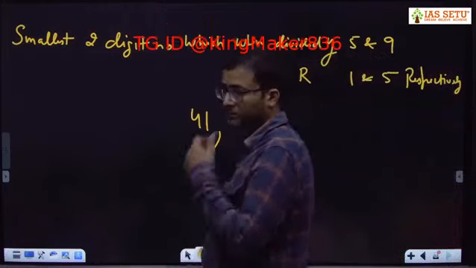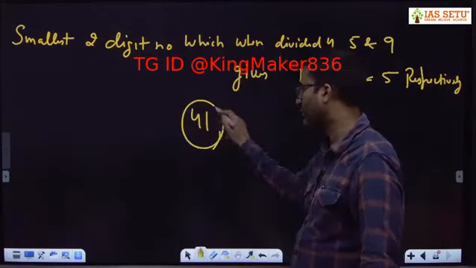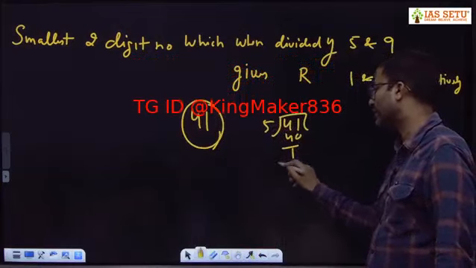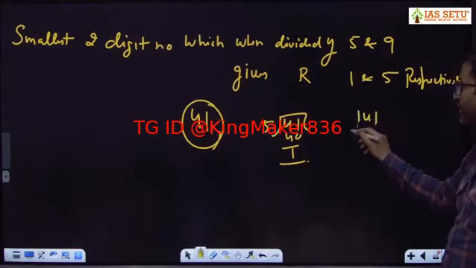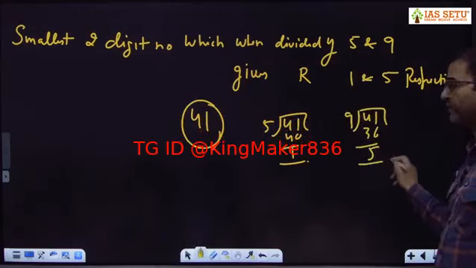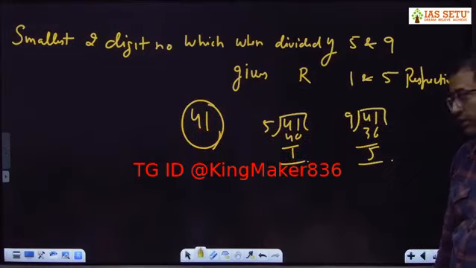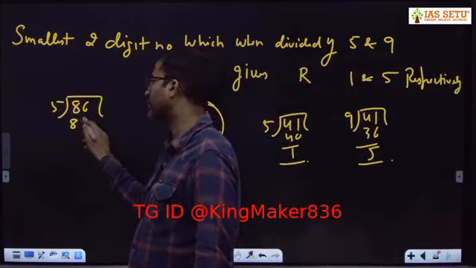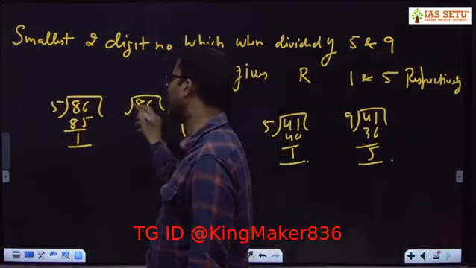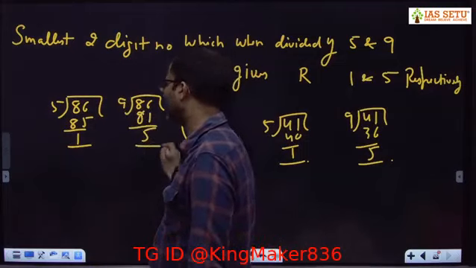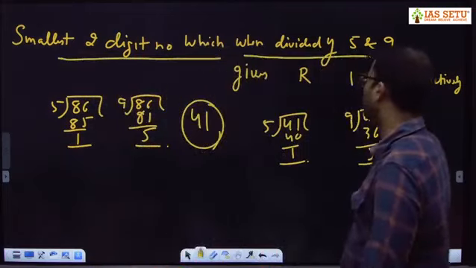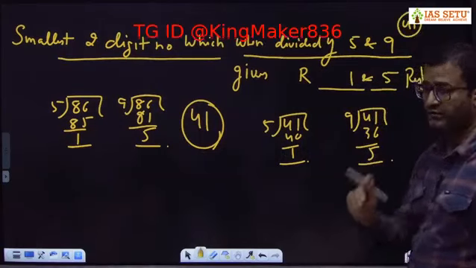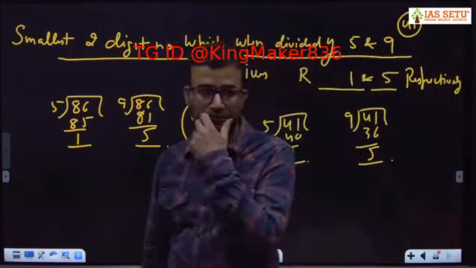Now let me tell you. You check. Correct answer is 41. Check कर लो. 41 divided by 5 you get remainder 1. 41 divided by 9 you get remainder 5. After 41 next number 86. You can check. 86 divided by 5 your remainder 1. 86 divided by 9, 9 9s are 81, your remainder 5. So what is the smallest 2-digit number which when divided by 5 and 9 gives remainder 1 and 5 respectively? Answer is 41. But I will teach you how come. Okay.